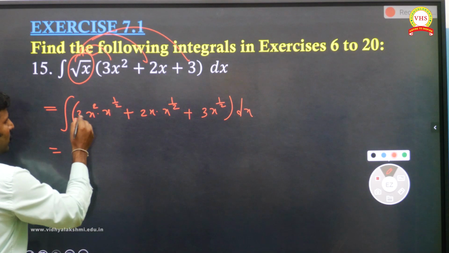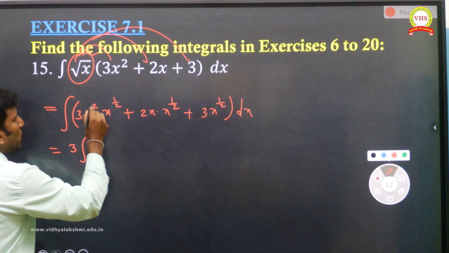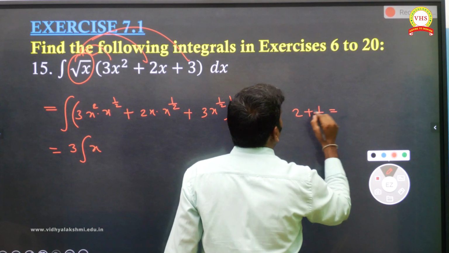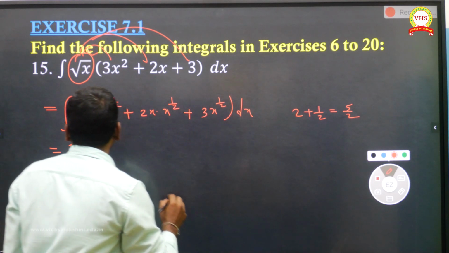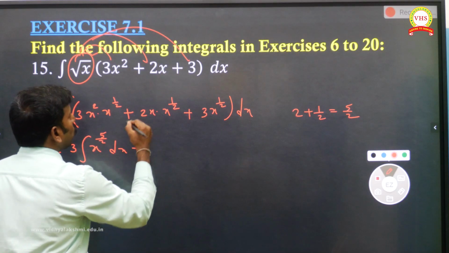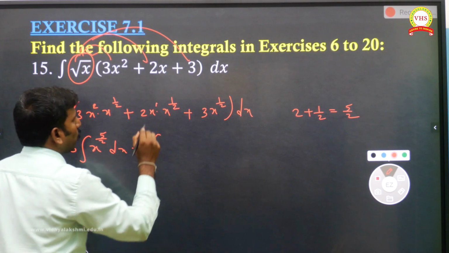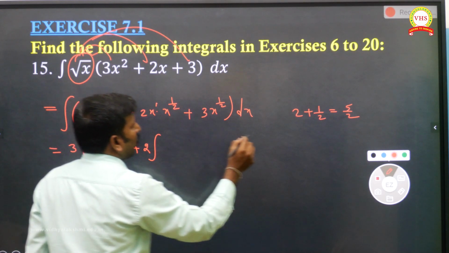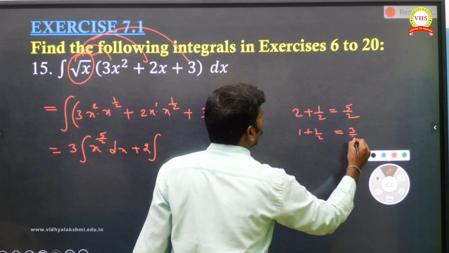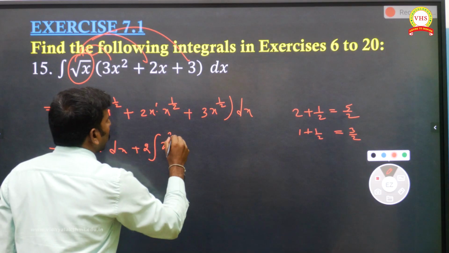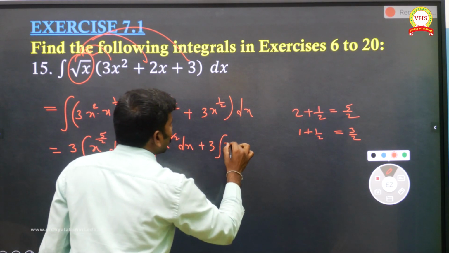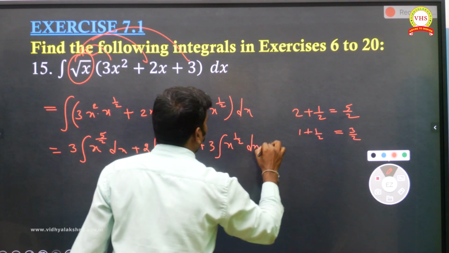So what will happen then? The base is common, we can add. 3 you take outside, so x power 2 plus half. What will you be getting from 2 plus half? When you take 4 plus 1, 5, 5 divided by 2. So x power 5 divided by 2 into dx. This 2 also you take outside, integral. This is power 1, and when you add 1 plus half, cross multiply, 2 plus 1, 3 divided by 2. So x power 3 divided by 2 into dx, plus 3 if you take outside, just x power 1 by 2 into overall dx.